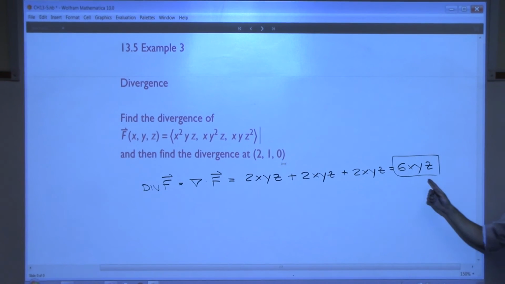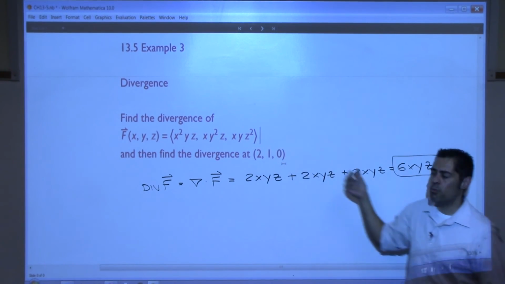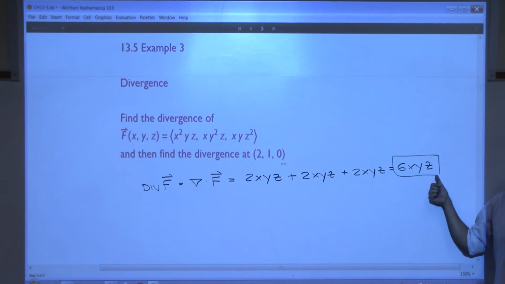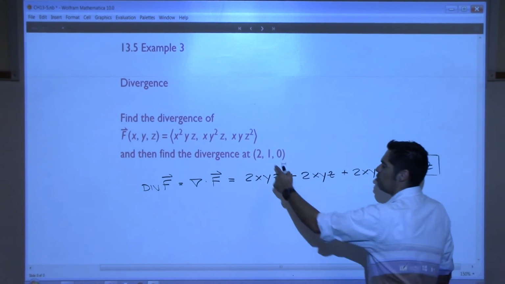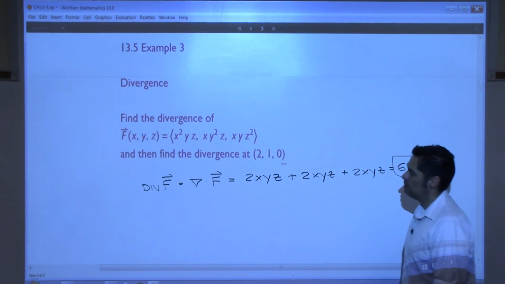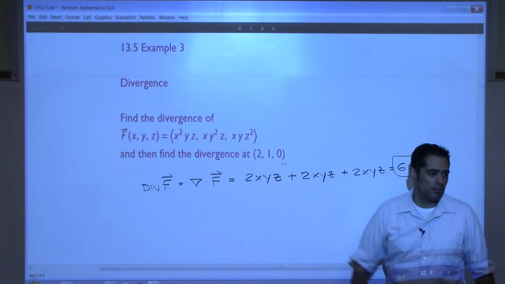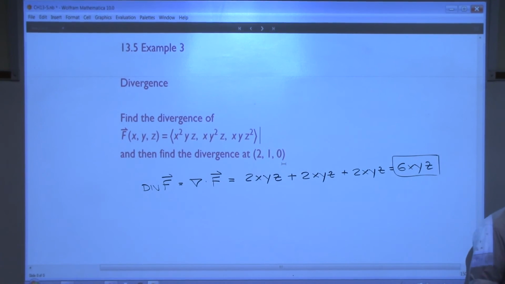So the div of this particular vector field depends on where you are, right? Your x, y, and z coordinates all contribute to whether or not you're going to have div or not. Now at the point (2, 1, 0), what's your div? 0, because the z is 0. We happy?